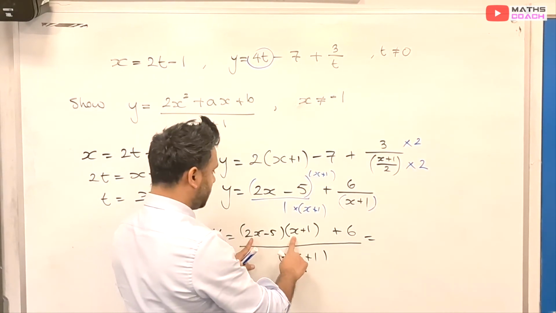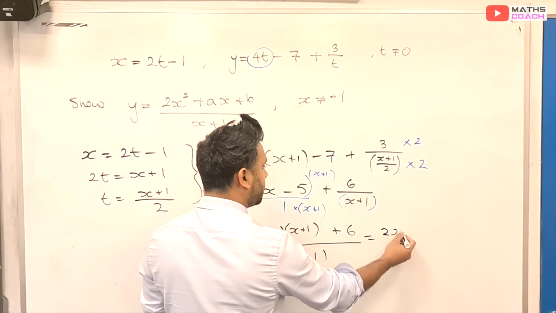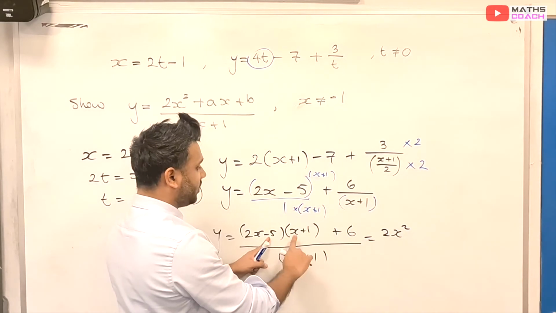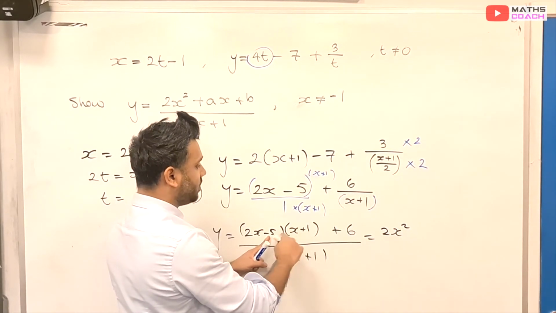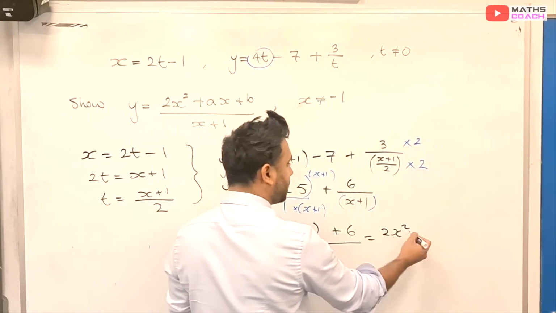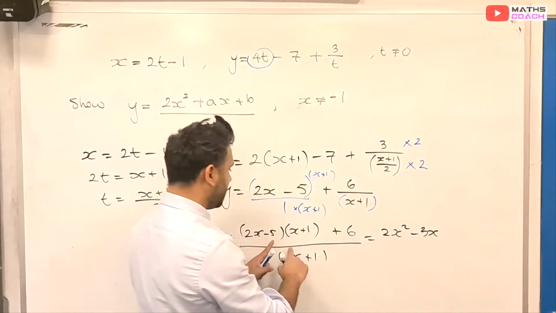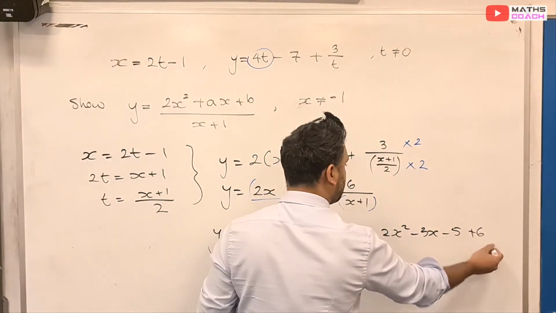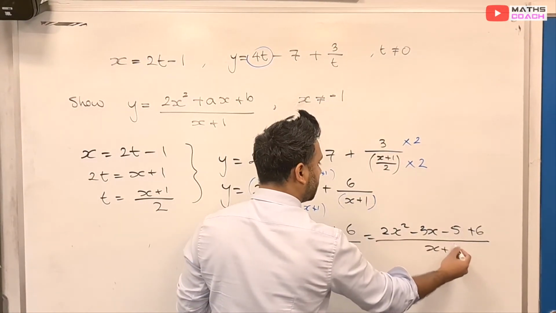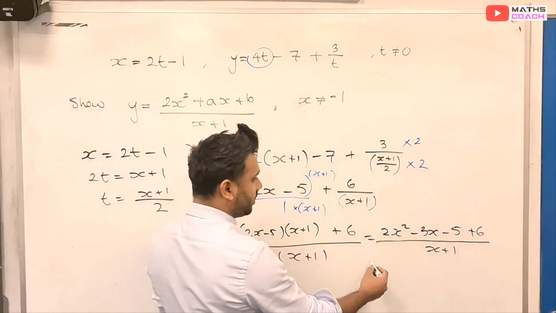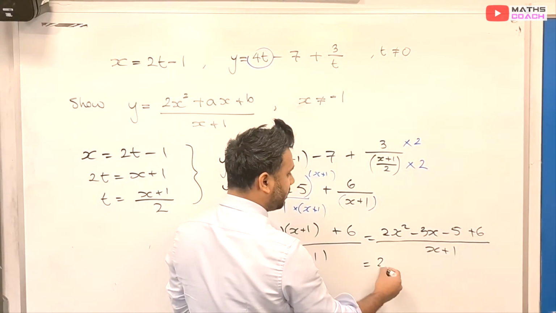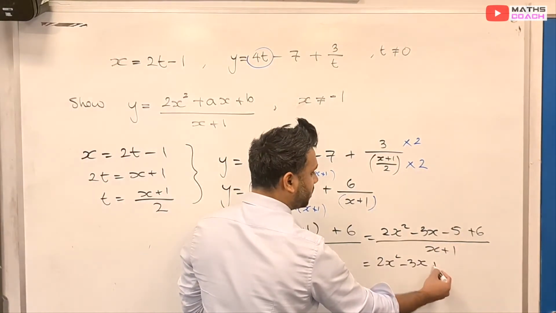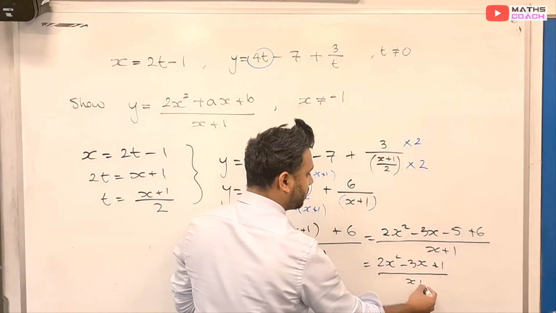So 2x times x is 2x squared. We have 2x times 1 is 2x. You've got minus 5 times x is minus 5x. So minus 5x plus 2x gives you minus 3x. And then minus 5 times 1 is minus 5. And we've got a plus 6 at the end, all over x plus 1. The final step is to simplify one more time. So we have 2x squared minus 3x, and that gives you plus 1, all over x plus 1.